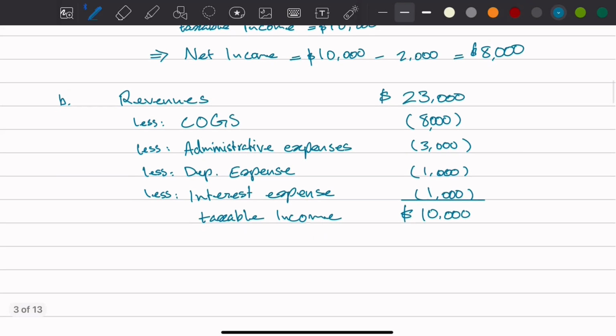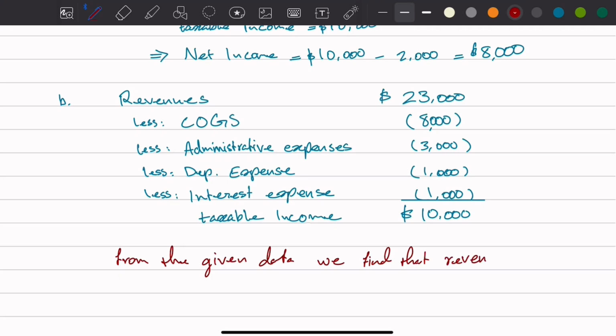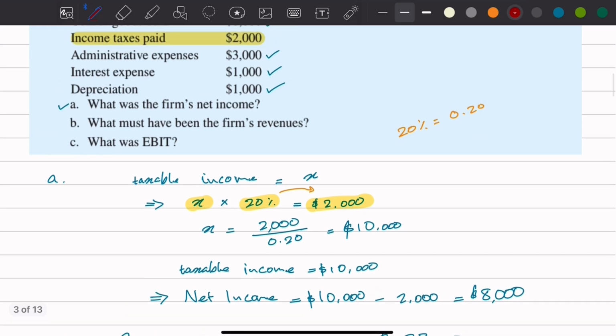Okay? And you could say something along the lines that from the given data, we find that revenues equal $23,000. Okay, and that would be the answer to part B.